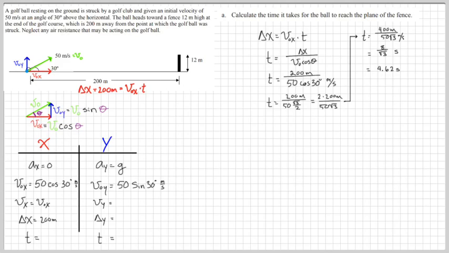And because we know that displacement, or delta x, is 200, and we know our velocity, we can solve for the time, and there it is, 4.62 seconds. I'll write that into my t-chart as another known value now.